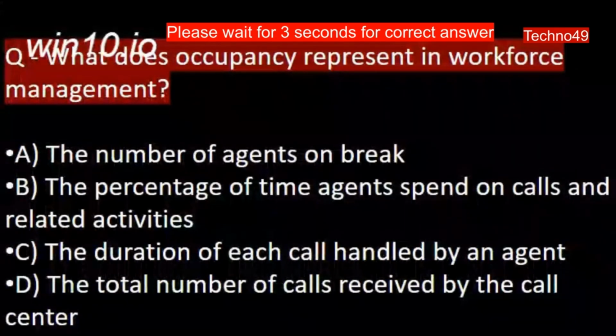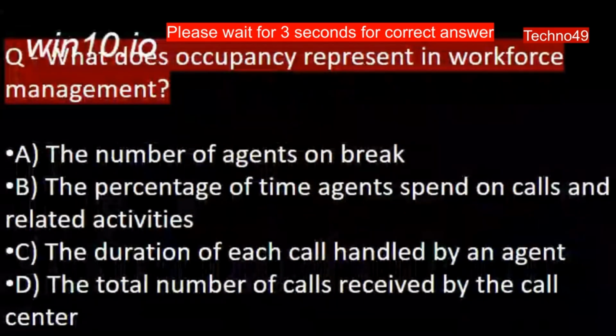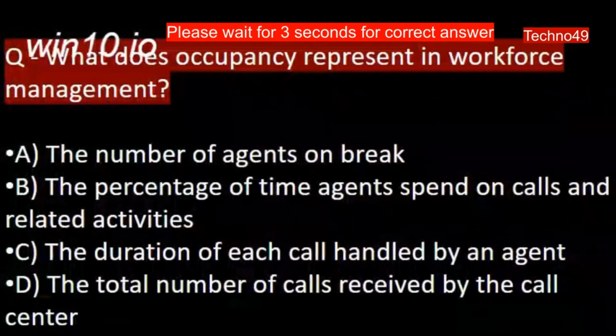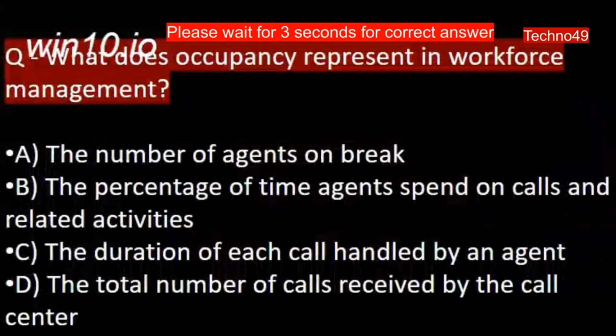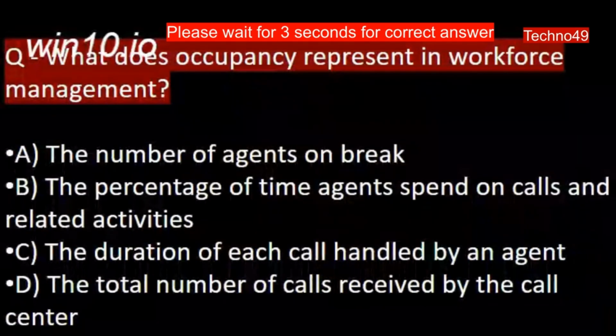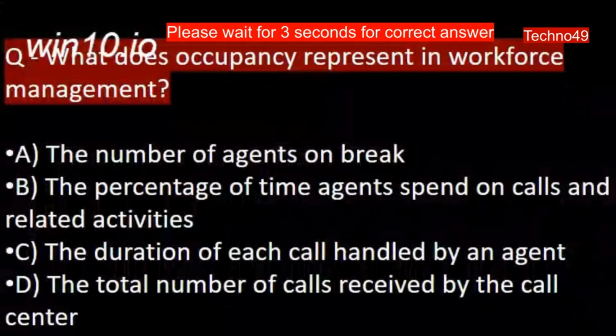Correct answer for this question is option B, the percentage of time agents spend on calls and related activities. Occupancy means for how much time the agents are actually occupied on the task that has been assigned by the company. It does not include any kind of available time or idle time. It only includes the productive time that agents are giving while handling the call, the chat or the email. So it's all about the percentage of time agents spend on calls and the related activities. That will determine how productive they are.